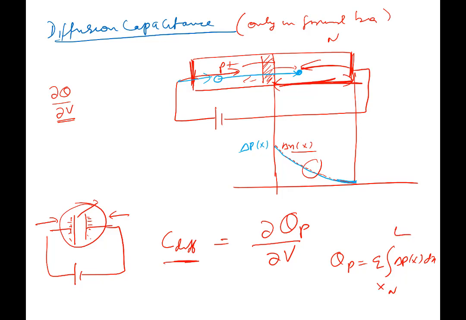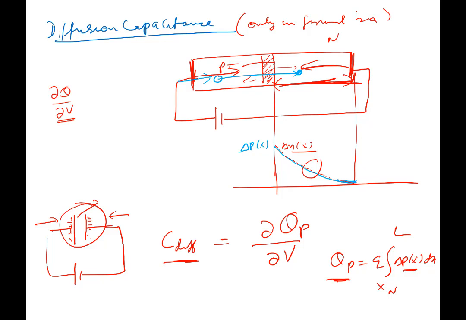Can we also call it differential capacitance? No, we are talking about differential capacitance, change in charge with voltage. How much charge increases or decreases. So we're talking in that sense only. So QP is Q times the integral of delta P(x) dx from xn to L. You have the expression for delta P(x), you can actually calculate QP.